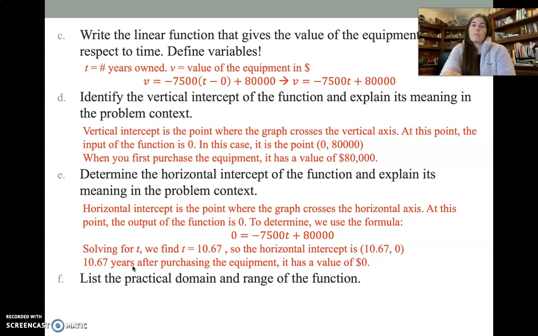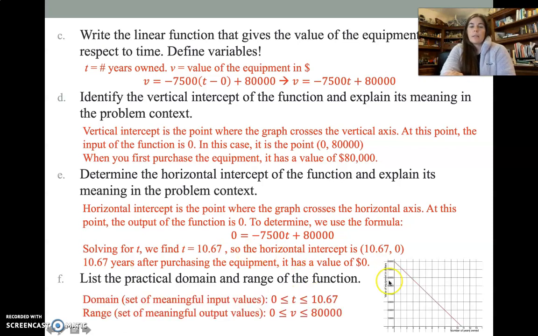All right, finally, list the practical domain and range of the function. I tend to think of domain and range visually, so I'm going to think of my graph over here. Domain is my set of meaningful input values. Really that's going to start here at 0 because it doesn't make sense to talk about the value before I bought it.